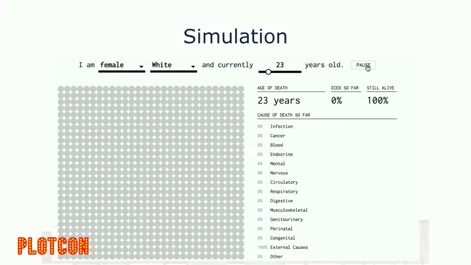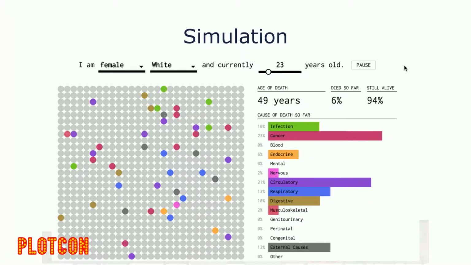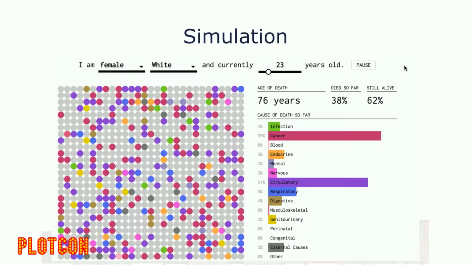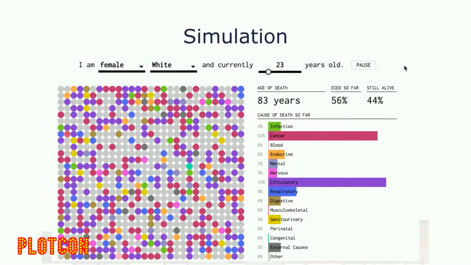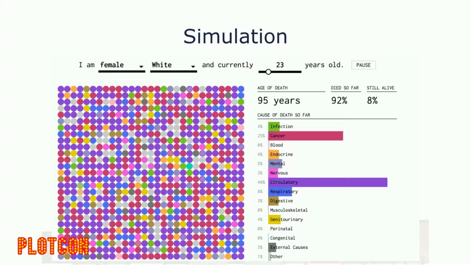This is another simulation. This is from Nathan Yau on FlowingData. It says, How Am I Going to Die, I think is the name of the piece. It runs a simulation where you say, okay, I'm a white 23-year-old female. All right, start now, and it's going to have this population, and it's going to show you how the people in this population die over time.